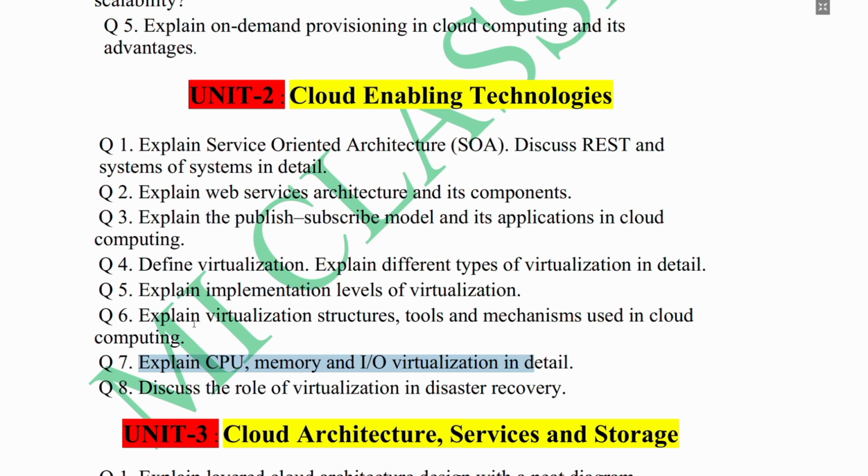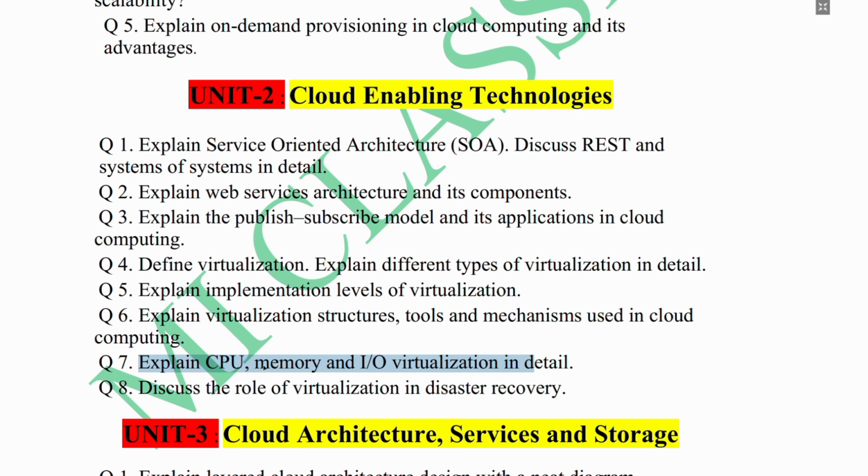Here we have included multiple questions on virtualization. These are not the same question; they are different questions. In question number five, we have implementation of virtualization. In question number four, we have only the definition and different types of virtualization in detail. And question number seven explains CPU, memory and I/O virtualization in detail. So you should not think that all the questions are the same. These are different types of questions.